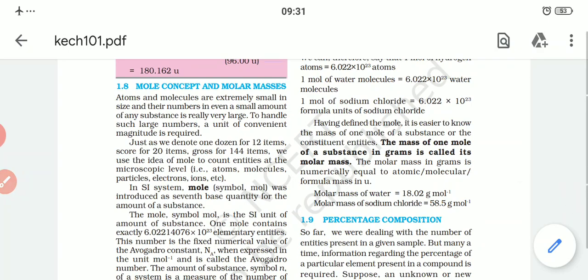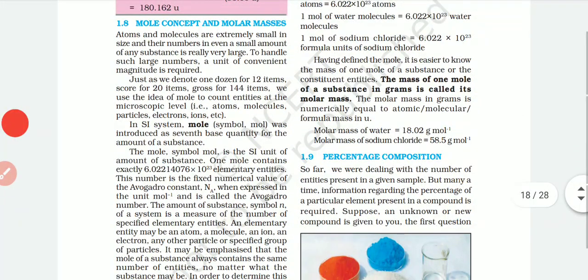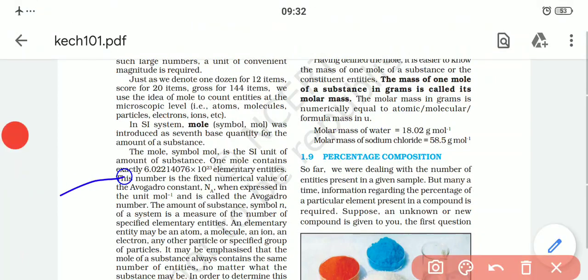Now how do we calculate 1 mole? In the SI system, the fifth unit is amount of substance, that is the mole. So what is 1 mole? 1 mole means it contains exactly Avogadro's number of atoms. Then what is the value of Avogadro's number? It is 6.0221476 into 10 raised to 23 elements. Okay, if you have a compound having this number of elements, then the compound amount is 1 mole.